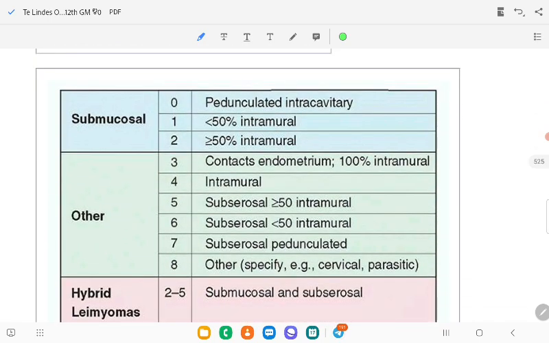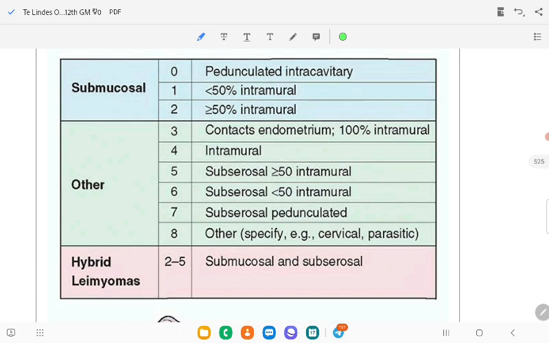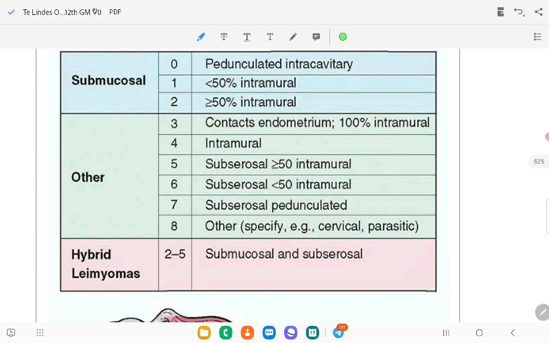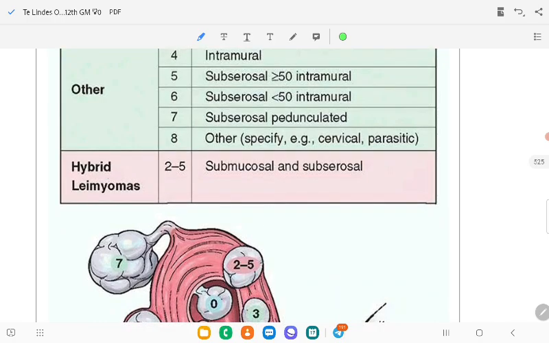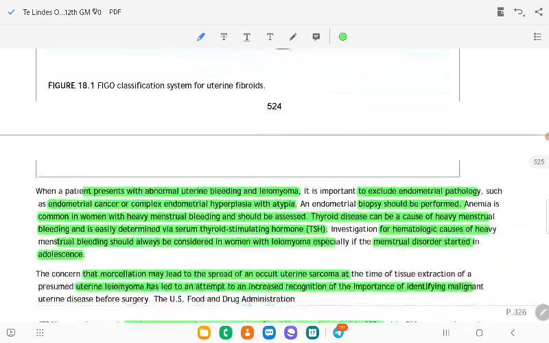This is the classification system. These three are in contact with the endometrium: submucosal 0, 1, 2. Type 0 is pedunculated intracavitary. Type 1 is less than 50% intramural. Type 2 is more than or equal to 50% intramural. Type 3 is in contact with the endometrium, 100% intramural. Type 4 is intramural. Type 5 is subserosal, more than 50% intramural. Type 6 is subserosal. Types 2 to 5 are hybrid.